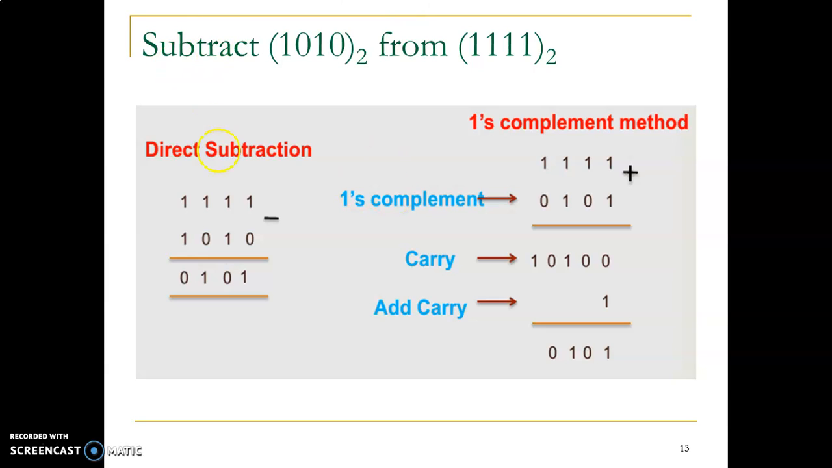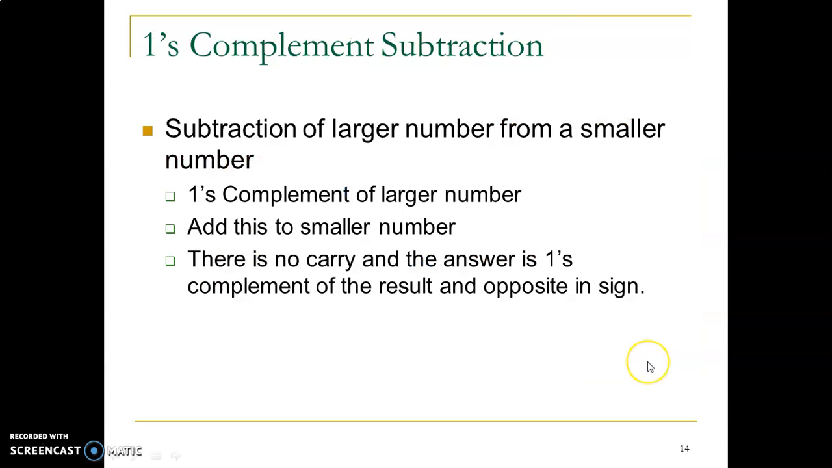So this number is written as such. 1111 is written as such. Now we are going to take the 1's complement of this number, which means we convert 1's to zeros and zeros to 1's. And now these two are added. So we will get a carry. This carry is taken and added to the result. This carry we call the end around carry. So the final answer is 0101.